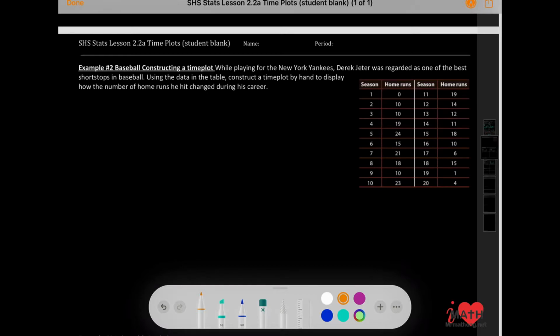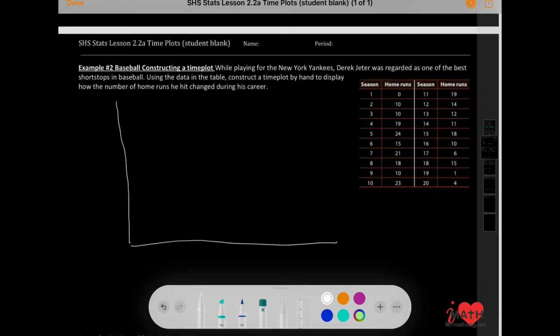Baseball, constructing a time plot. While playing with the New York Yankees, Derek Jeter was regarded as one of the best shortstops in baseball. Using the data in the table, construct a time plot by hand to display how the number of home runs he hit changed during his career. Okay, so we're going to have to do this by hand, which is okay.